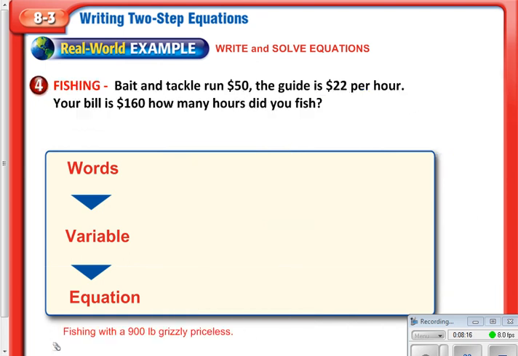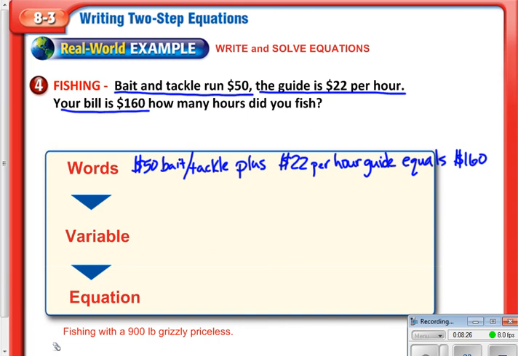Last example, example 4. Again, why don't you go ahead and pause the video, work through it, check back in, and we'll see how we did. First thing, I go ahead and write it out in words. Well, it's $50 for my bait and tackle, plus $22 per hour for the guide, and this is going to equal our bill at 160 bucks. So we needed to basically determine in this next piece, how many hours did you fish? So how many hours did we have our guide service? So I'm going to say H is the unknown, and this is the number of hours fished with that guide service.